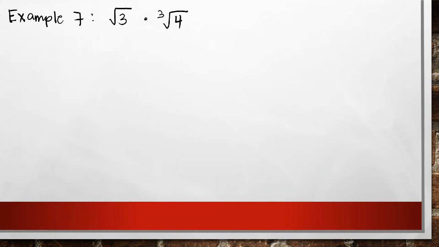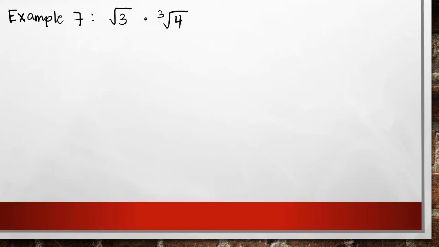For our example number 7, we have the square root of 3 times cube root of 4. Unlike the previous example, where they had the same index, in example number 7 they don't have the same index. So what are we going to do if our radical expressions don't have the same index? First, we transform our radical expressions into rational exponents.